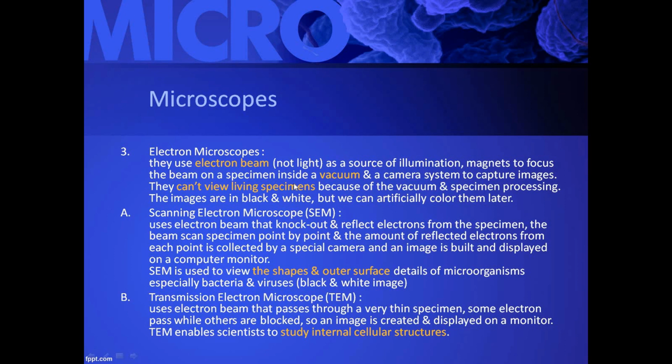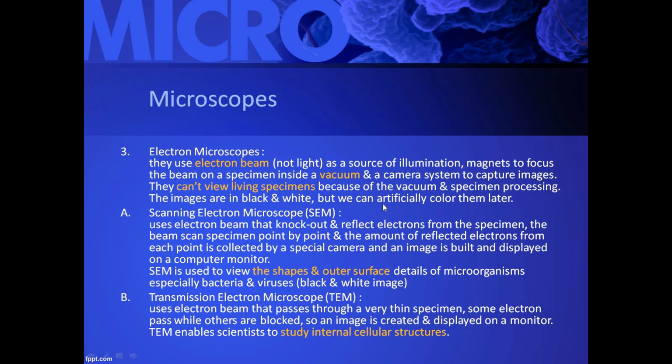Okay, did we miss anything? They can't view living specimens because of the vacuum and specimen processing. The images, for all electron microscopes, are always in black and white, but we can artificially color them later. The scanning electron microscope is used to view the shapes and outer surface details of microorganisms, especially bacteria and viruses.